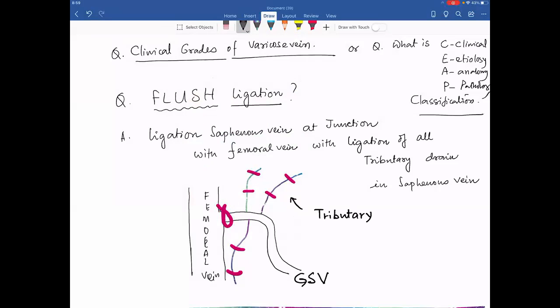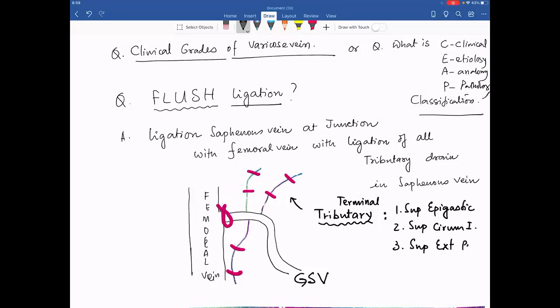Can you name me any terminal tributary of the great saphenous vein? The answer: number 1, superficial epigastric. Very good. Number 2, superficial circumflex iliac. Number 3, superficial external pudendal. At least these 3 are important for all.